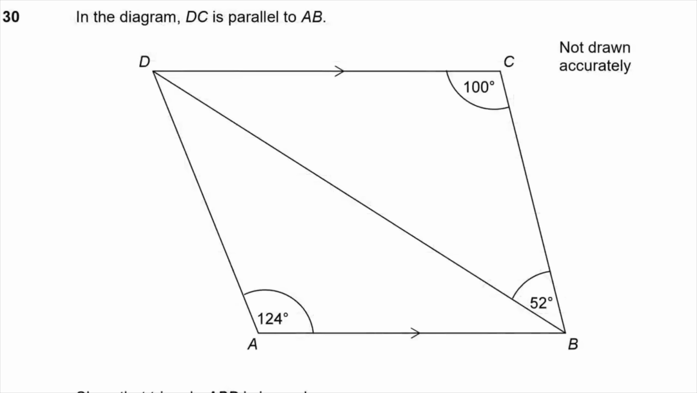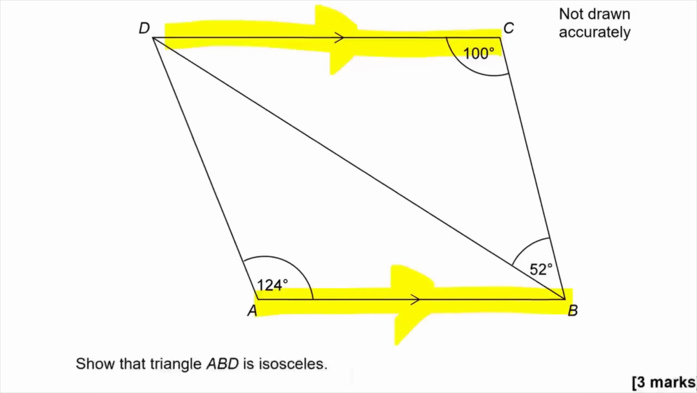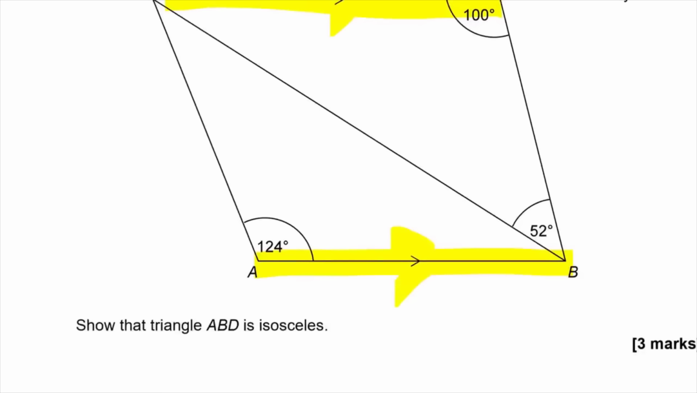In the diagram, DC is parallel to AB. So DC is this line here, AB is this line here, and you can see that they are parallel. Okay, so I've got a pair of parallel lines. It's not a parallelogram. Looks a bit like one, but those other two lines are not parallel. Now it asks me here to show that the triangle ABD is isosceles.